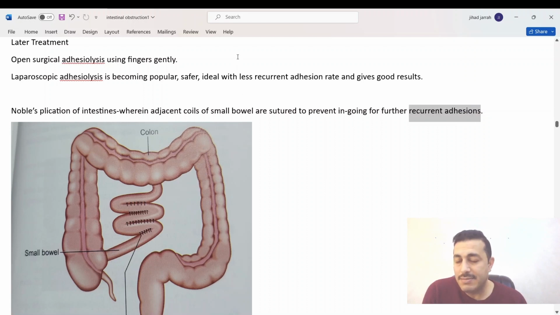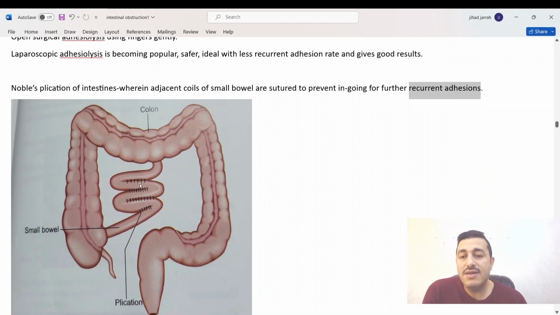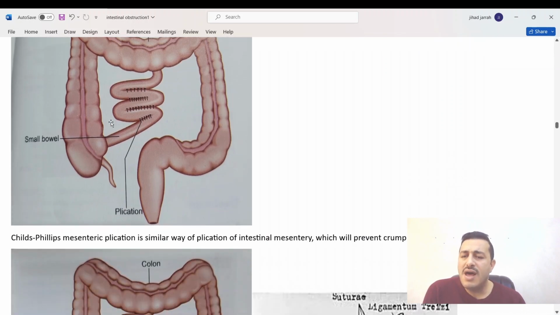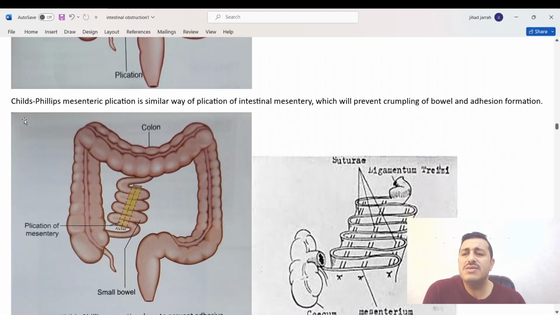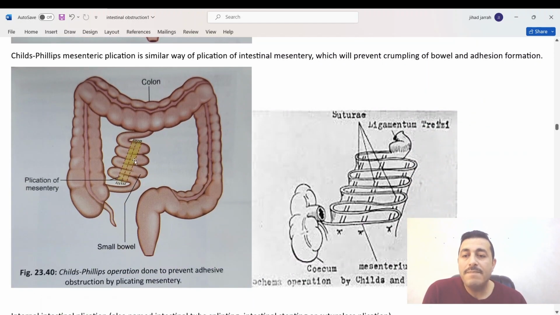I didn't see similar surgeries in my practice. You can see here they actually suture the small bowel to each other so that adhesion could be prevented, called Noble's plication. Another modification of Noble's plication is called Child-Phillips mesenteric plication. Actually, these are sutures, a plication or fixation of the small bowel together. I'm not sure of its benefit. I have no idea, but we have to mention them.